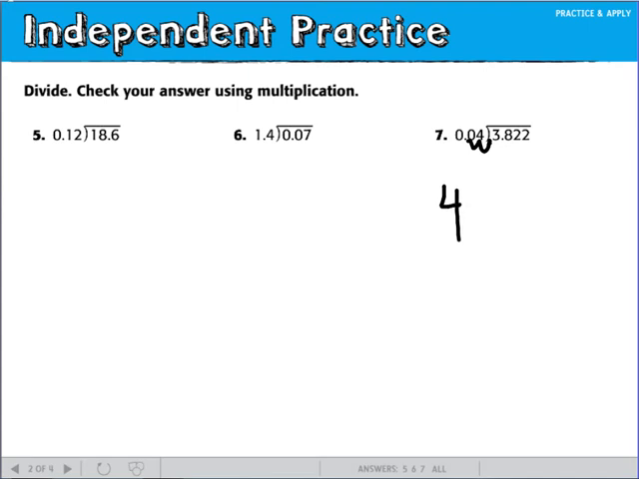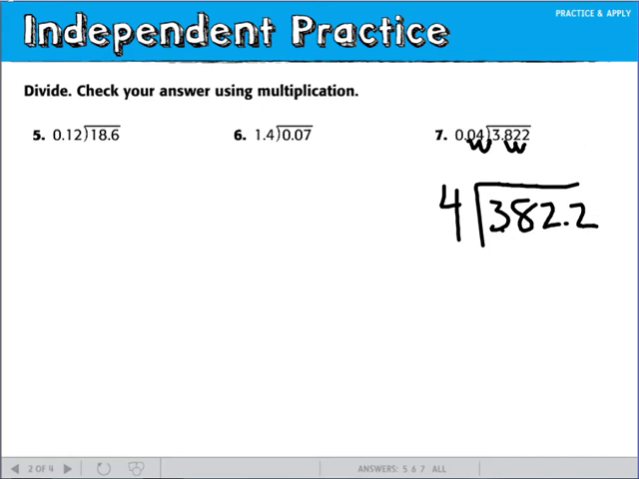So now I have 4. So if I moved it twice there, how many times do I have to move it here? Twice, right? So it's in between the 2's. So now I have 3, 82, and 2/10. Because I moved the decimal twice in my divisor, I have to move it twice in my dividend. Okay? Now once I do that, the division problem is actually pretty simple, huh?